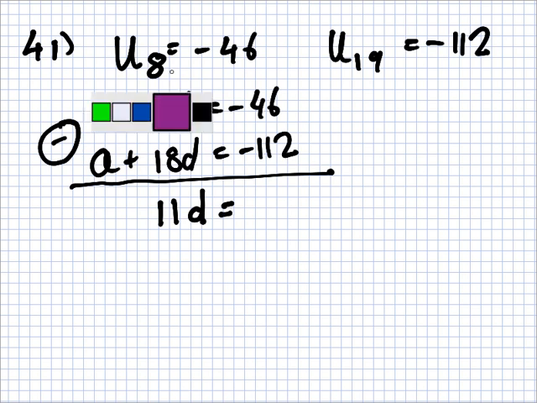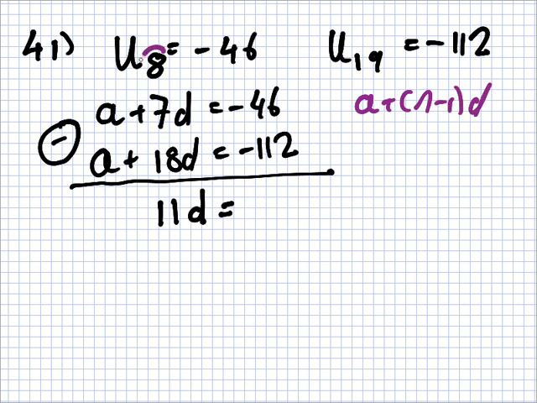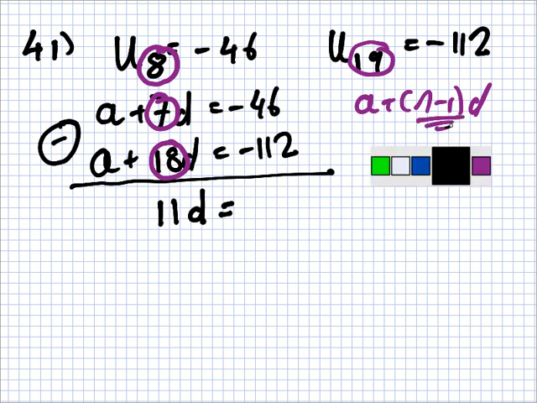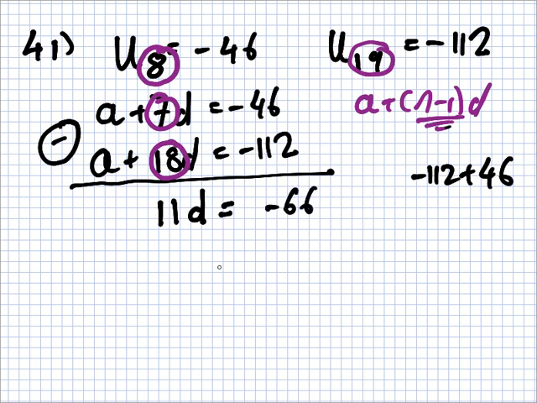That's from the formula. It's a plus n minus 1d, and the n here is 8. So n minus 1 is 7 then. Likewise for the 19th term, that's 18d. What is minus 112 plus 46? That's minus 66, is it? So that means d is minus 6.